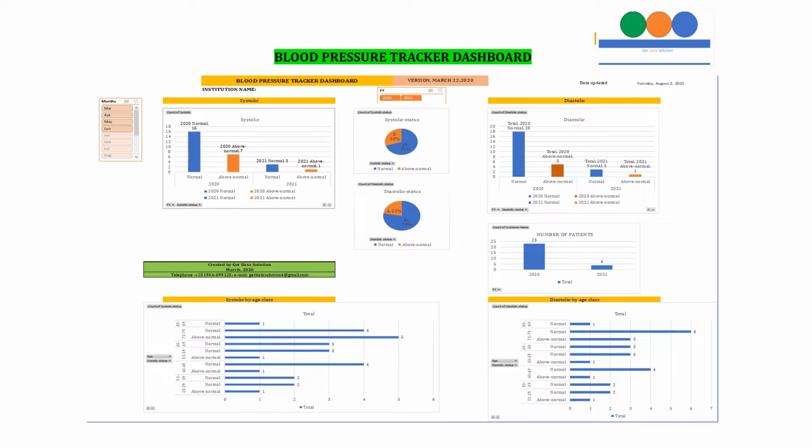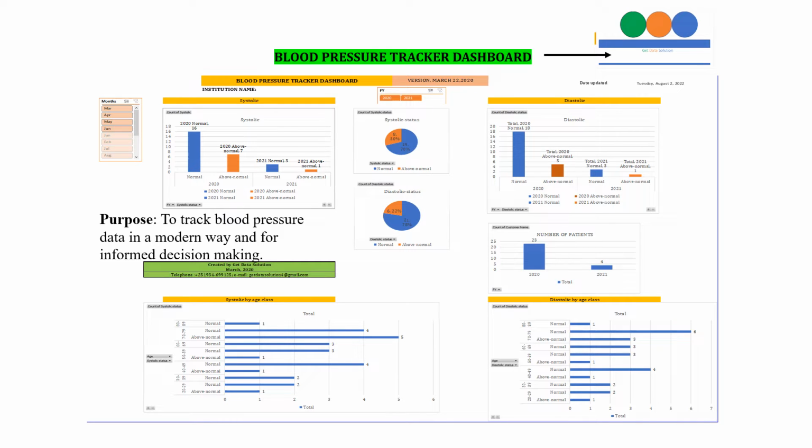So coming to today's topic, which is the blood pressure tracking dashboard. So we'll look into it. Why is this useful, this blood pressure tracking dashboard?